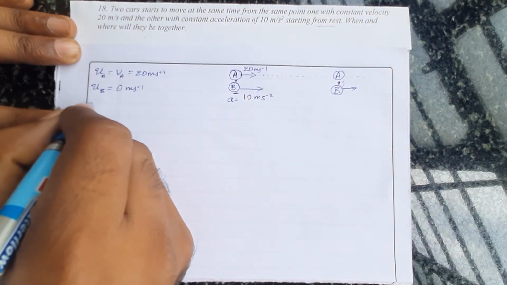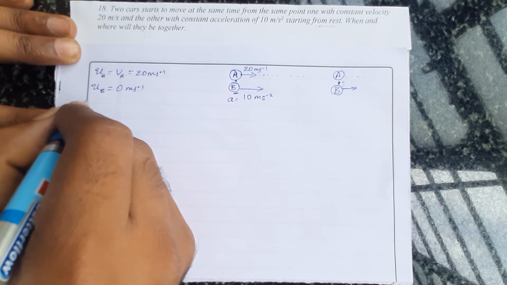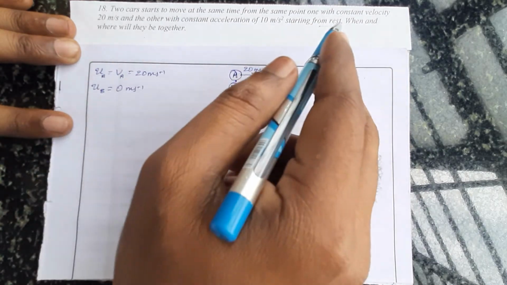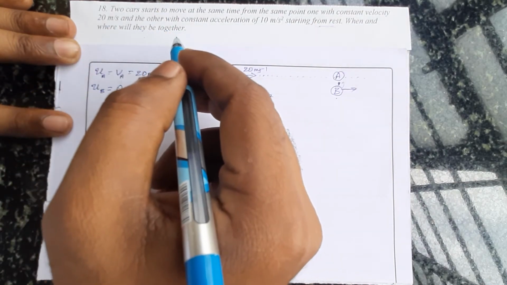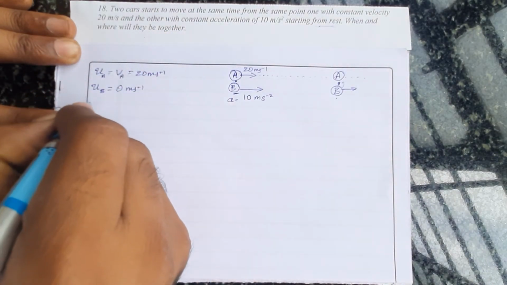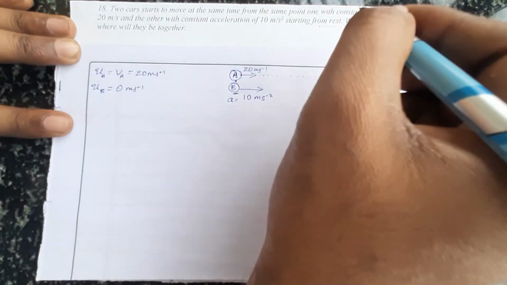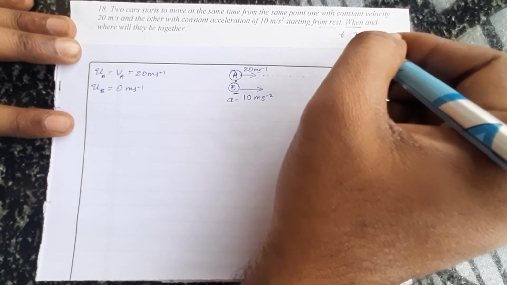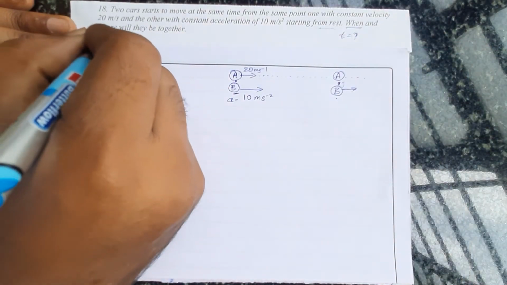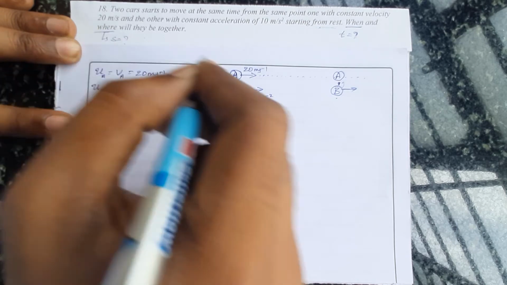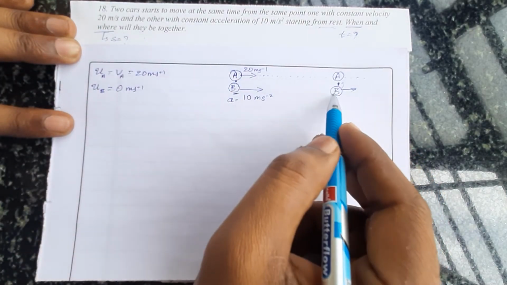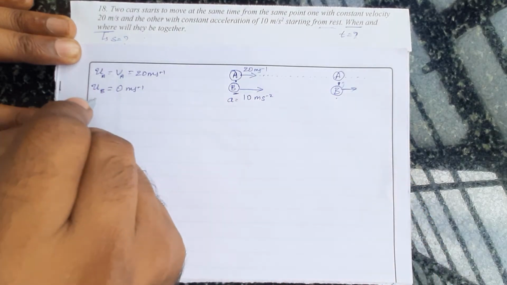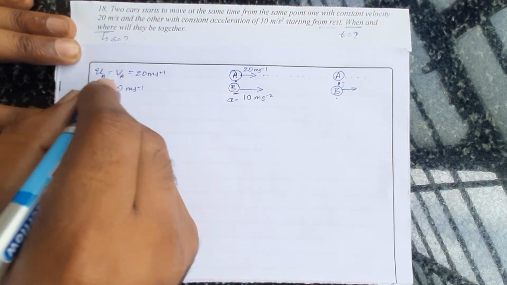Now we don't need the final velocity of body B, because what is asked to find is when and where will they be together, which means we need to calculate when, meaning time, right? Time shall be found, and where means after what distance the body A will be overtaken by body B.